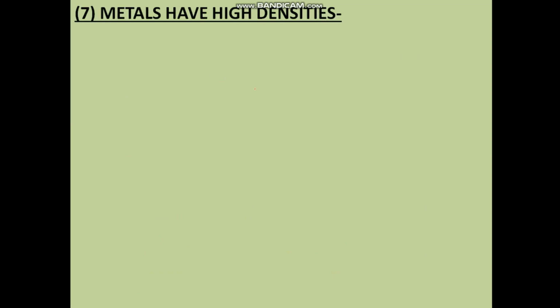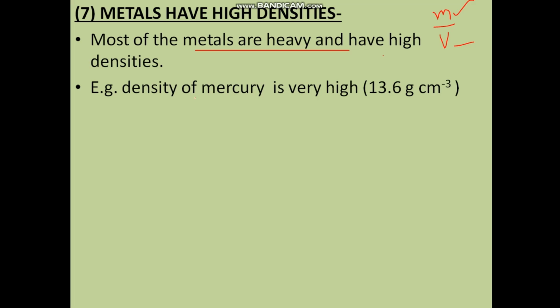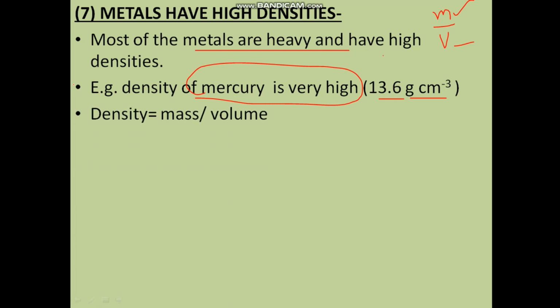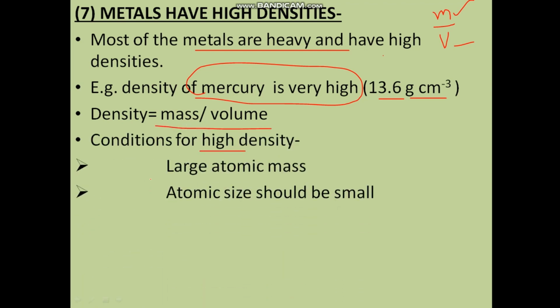Next property is metals have high densities. Most of the metals are heavy and have high densities. The density formula is mass by volume. So, large mass but small volume leads to high density. Density of mercury is very high, that is 13.6 gram per centimeter cube. Conditions for high density are large atomic mass and small atomic size.